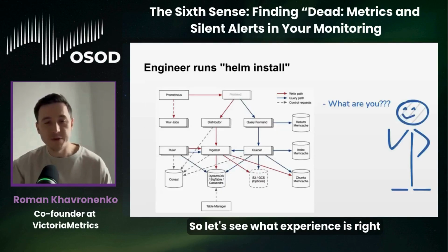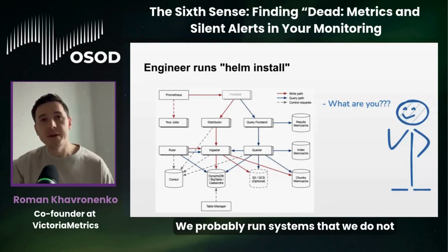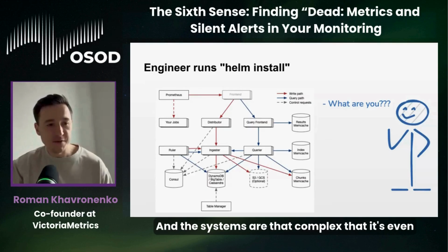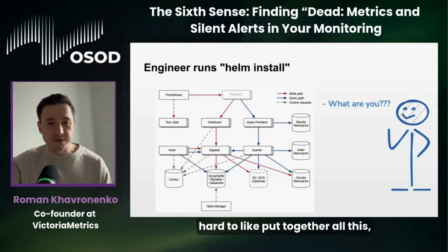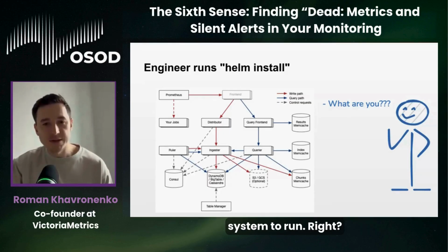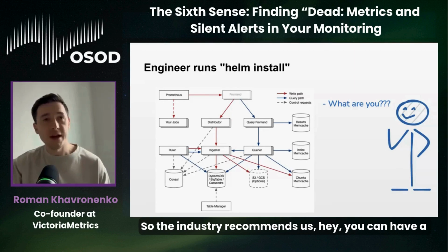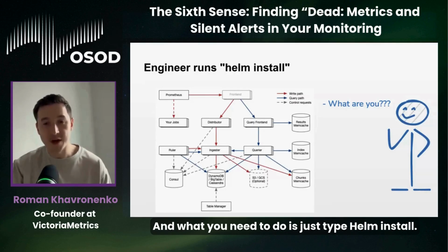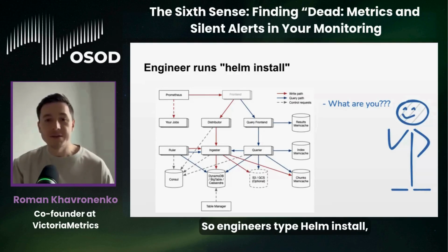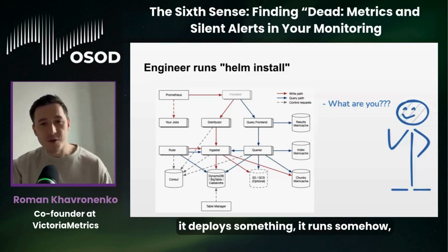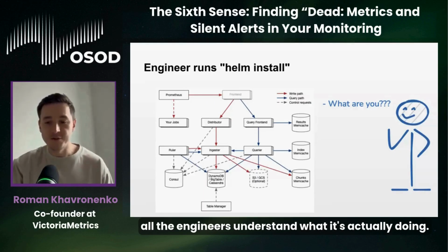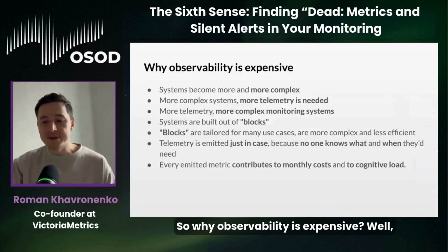So let's see what the experience is right now. We run much more complex systems. We probably run systems that we do not fully understand. The systems are so complex that it's even hard to put together all these building blocks to make the system run. So the industry recommends, hey, you can have a blueprint, a chart, which will do everything for you. All you need to do is type helm install. So engineers type helm install, it deploys something, it runs somehow, but I doubt that all the engineers understand what it's actually doing. So why is observability expensive?